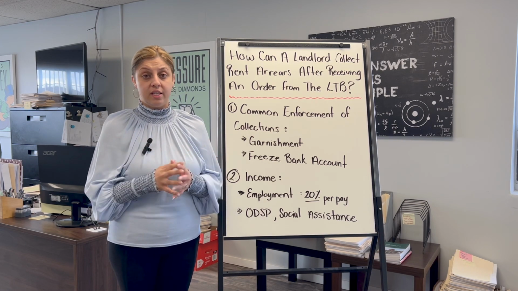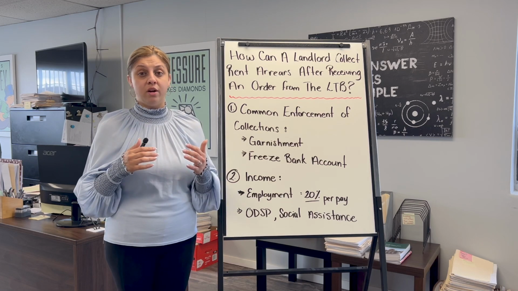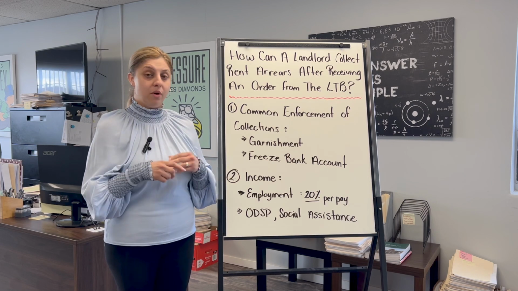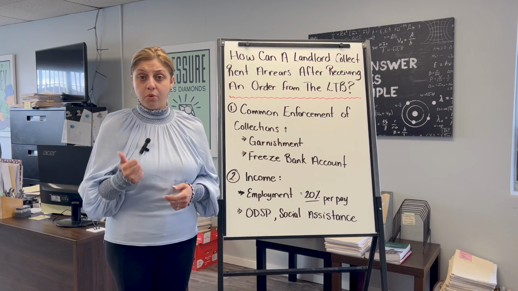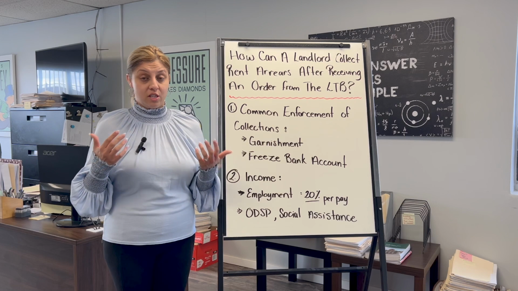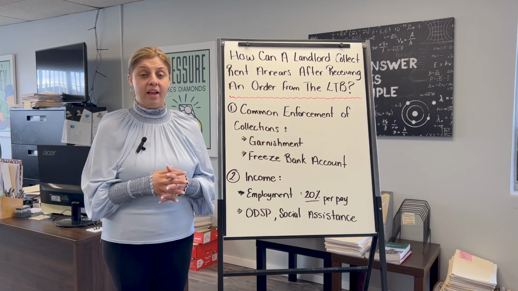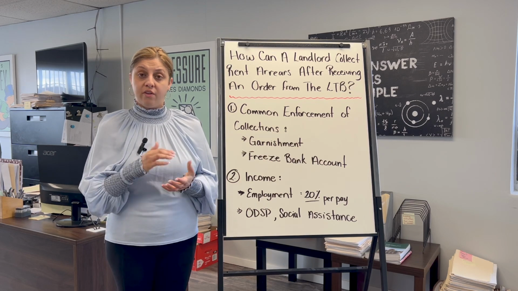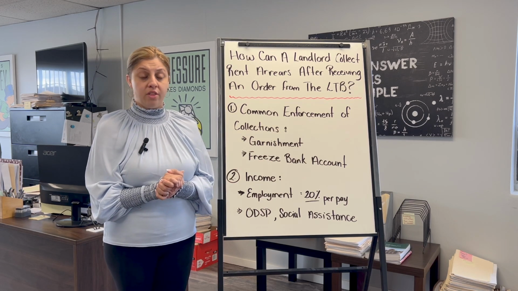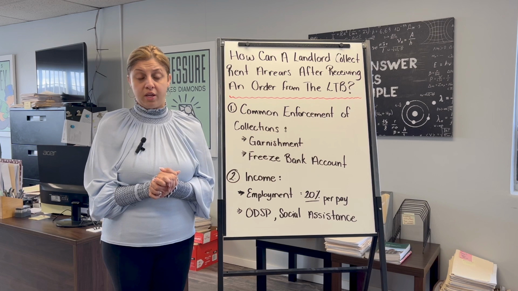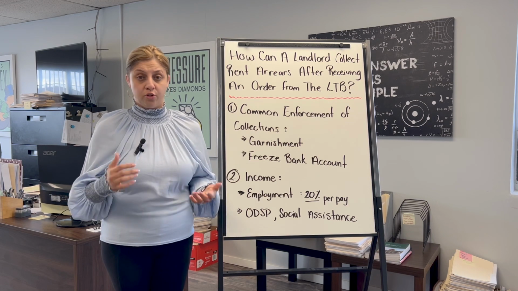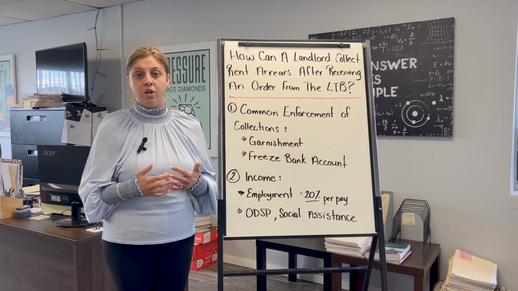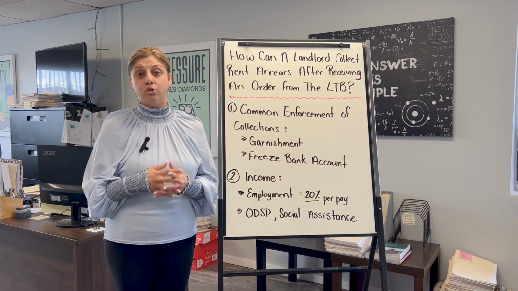However, one of the things that the landlord must keep in mind, whenever a landlord is pursuing garnishment, is that they have to work backwards. What I mean by that is that they have to, number one, make sure that the tenant has some sort of income, that they are employed, they have employment income. Because if they don't have employment income, or if they receive their source of income from Ontario Disability or Ontario Works or some sort of social assistance funding, the landlord will not be able to collect or garnish or freeze the bank account.